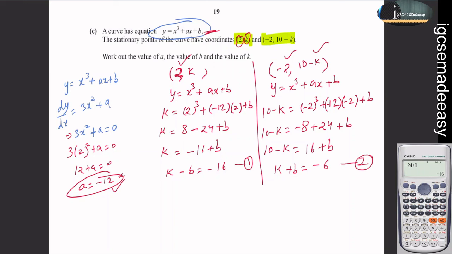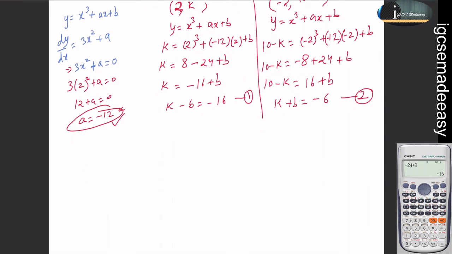So we got these 2 equations, right? If we solve these 2 equations by simultaneous equations, k minus b equals to minus 16 and k plus b equals to minus 6, we can cancel out. Yes, simultaneous equation, actually we are putting it together and cancelling it. Substitution also you can do, but we can use this easily.